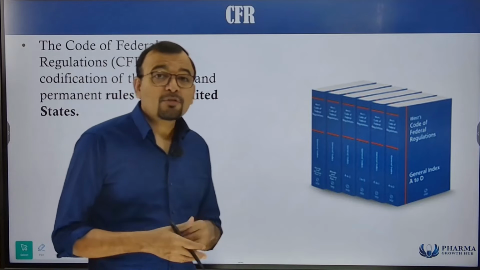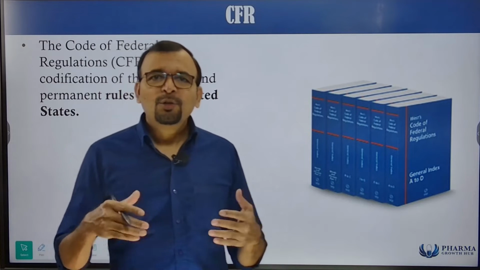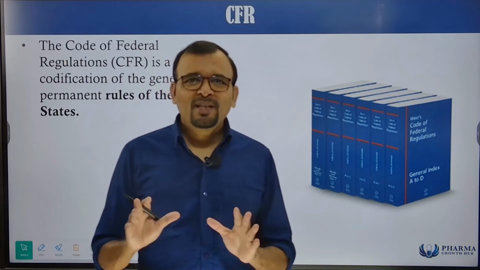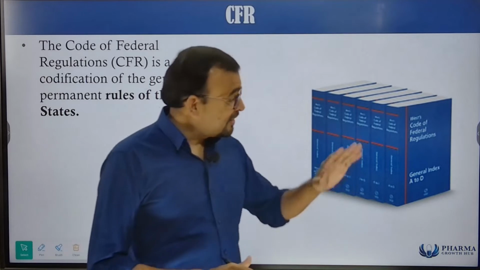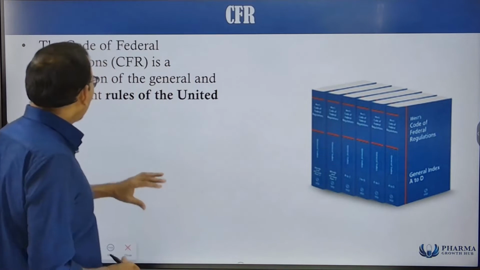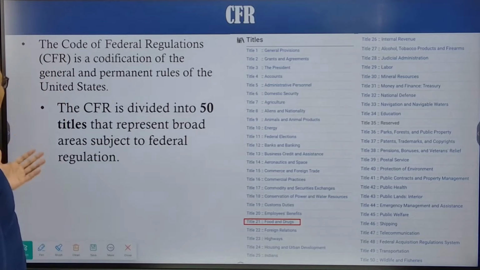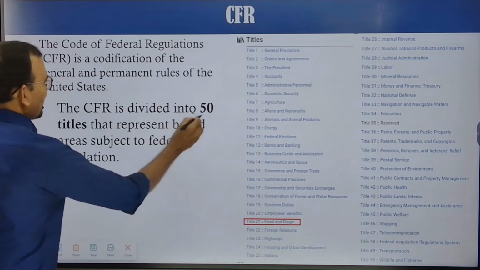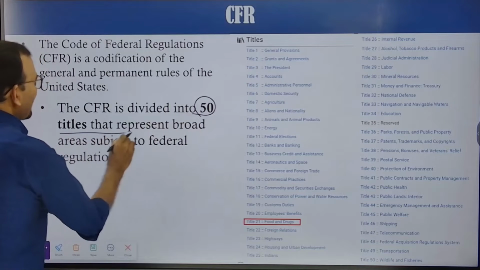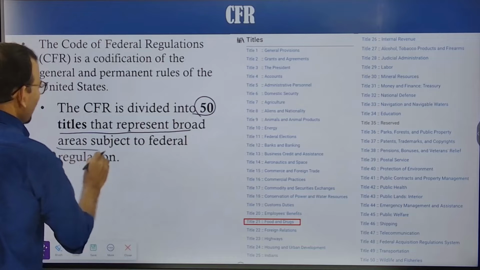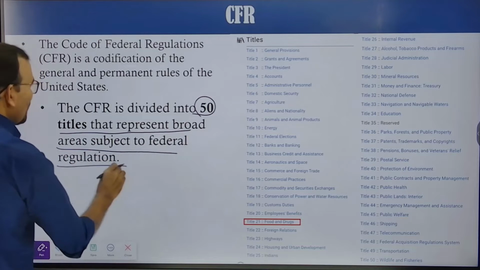So it is the codification of the general and permanent rules of the United States. There are certain rules which are also applicable for good manufacturing practices for pharmaceutical products, and those are covered under the CFR. So how is this CFR structured? The CFR is divided into 50 titles that represent broad areas subject to federal regulations.